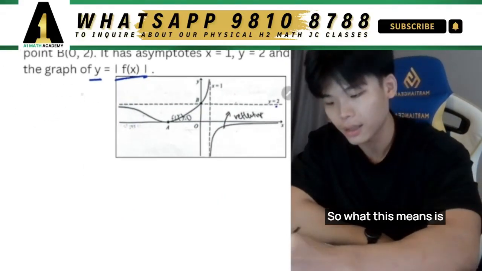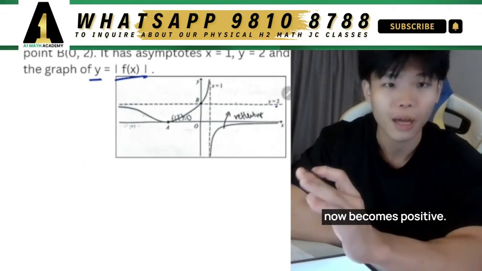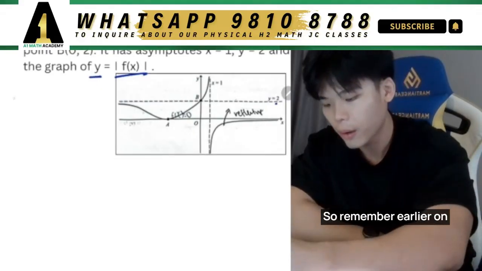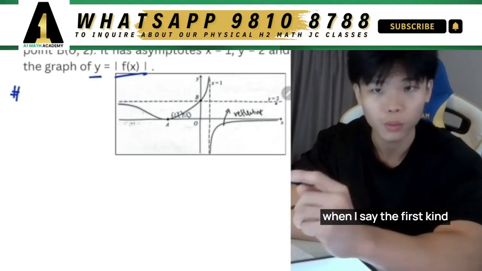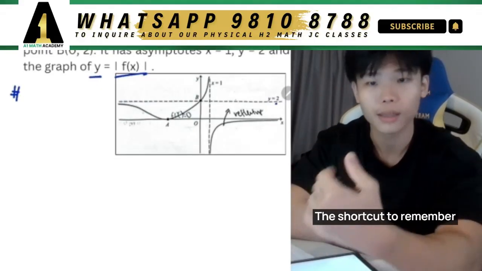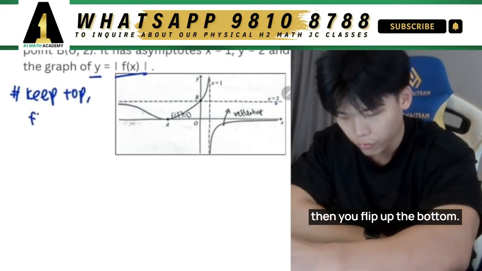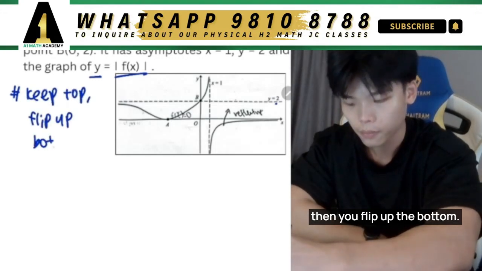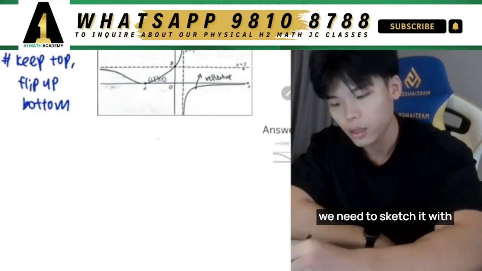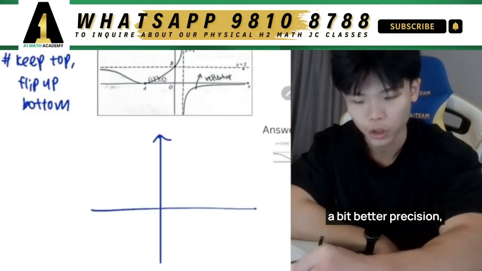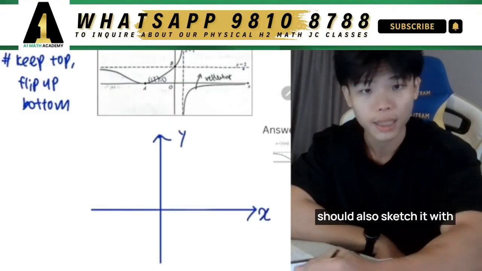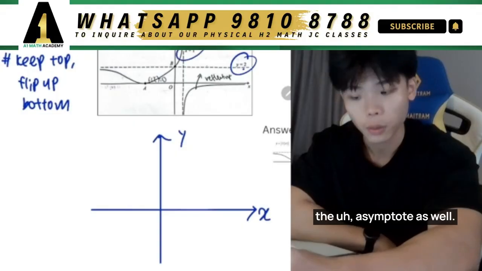So what this means is that every single y value now becomes positive. So remember earlier on when I say the first kind would be when you modulus the whole thing, the shortcut to remember would be to keep the top and then you flip up the bottom. Okay, but when we sketch this, we need to sketch it with a bit better precision, which means that we should also sketch it with the asymptotes as well.